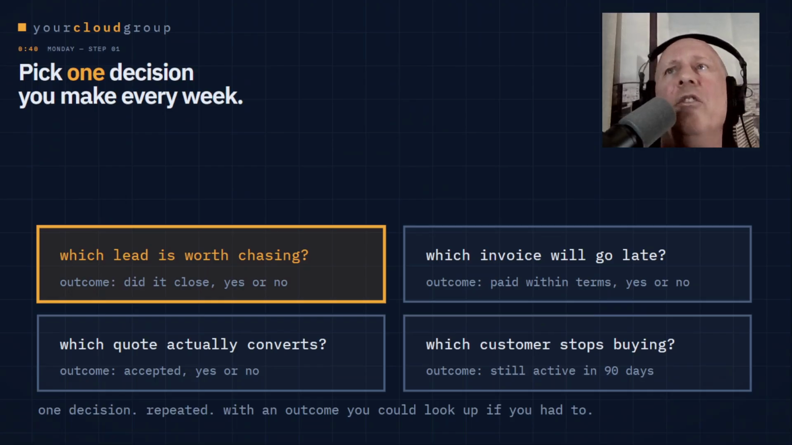Monday morning, step 1. Pick one decision you make over and over. Which lead is worth chasing? Which invoice will go late? Which quote converts? Which customer quietly stops buying? One decision with an outcome you can look up if you had to.